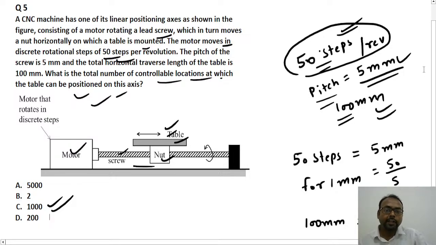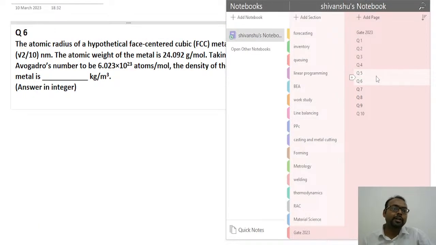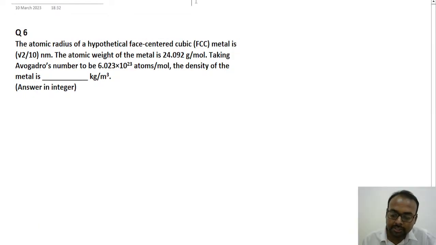So this was also a very easy question. You just need to understand the relation between the pitch and the number of revolutions. If you got that, then this is simple mathematics to solve this question. Now let's go to the next question, that is question number 6.